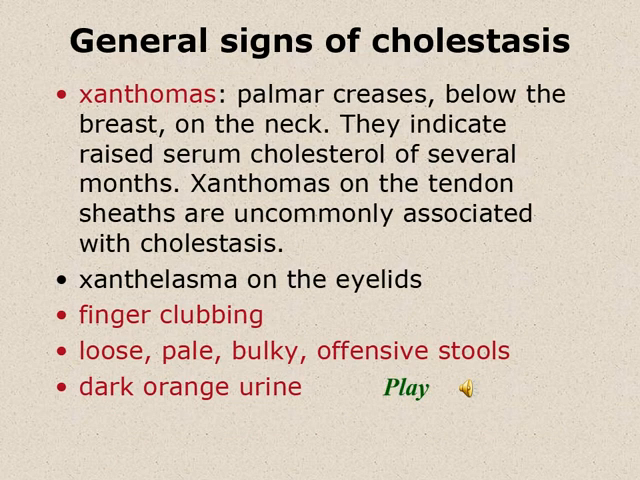The general signs of cholestasis are xanthoma, xanthelasma on or around the eyes, finger clubbing, loose, pale, bulky, offensive stools, and dark orange urine. Xanthoma means a fatty growth developed underneath the skin. Xanthelasma is a sharply demarcated yellowish deposit of cholesterol underneath the skin. It usually occurs on or around the eyelids.